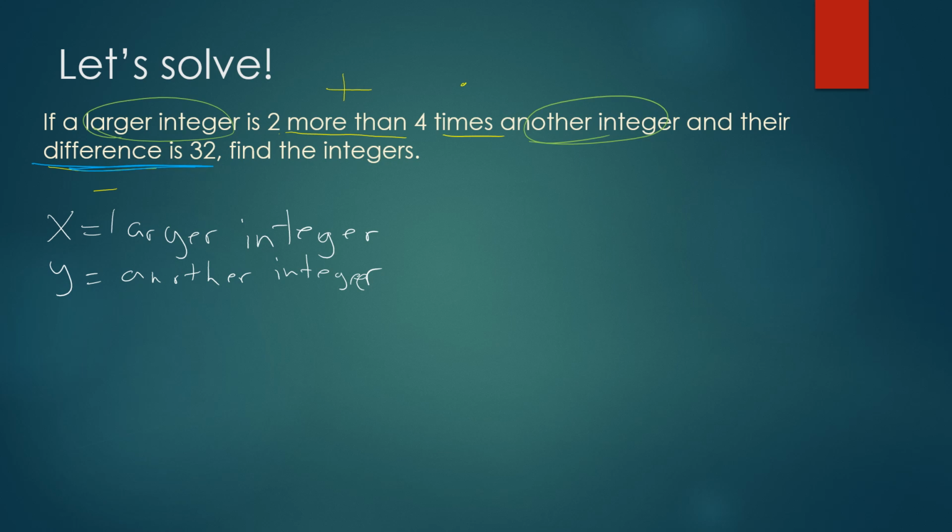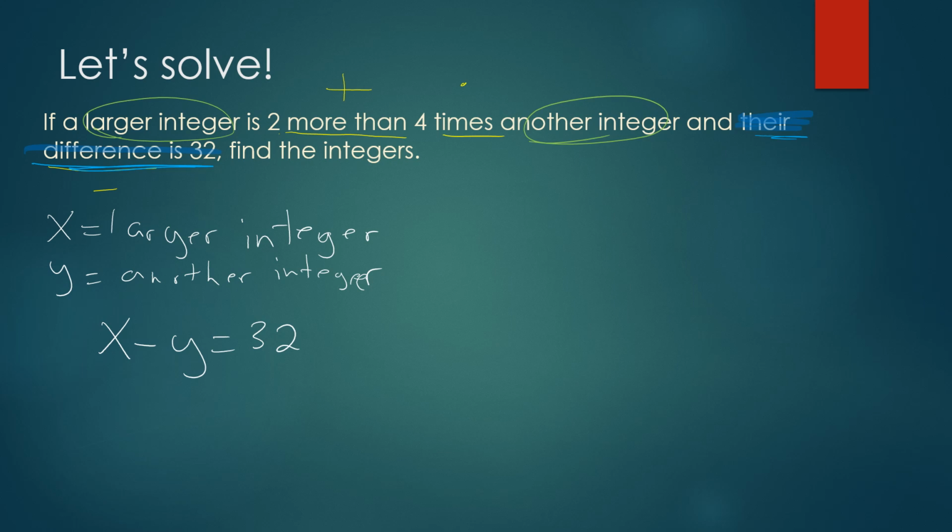So if we look at their difference, let's highlight that. Blue. Ooh, nice. Their difference is 32. What are we subtracting? We're subtracting the variables x and y. So x minus y equals 32.